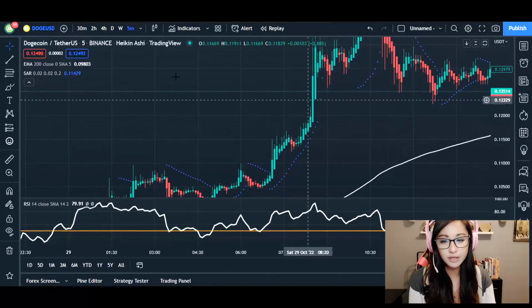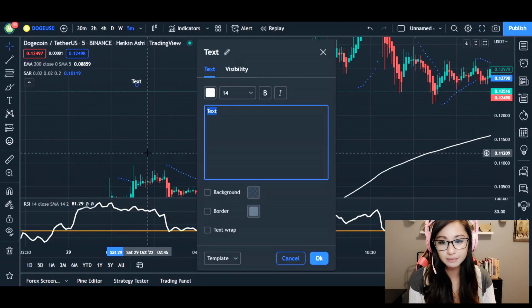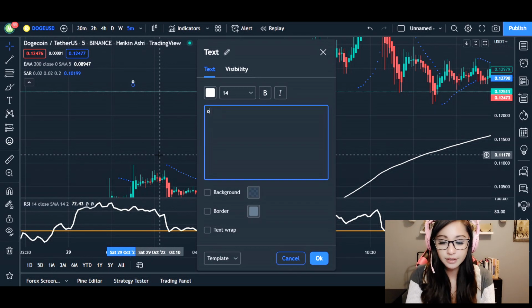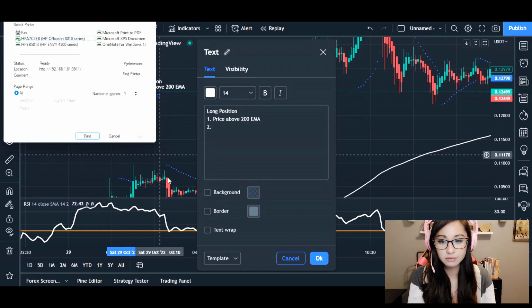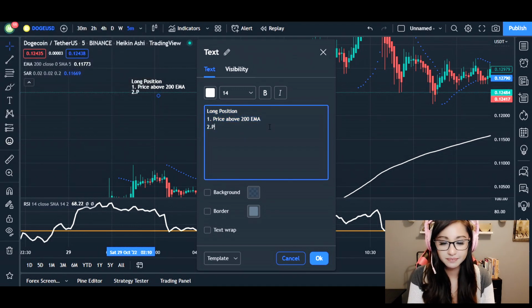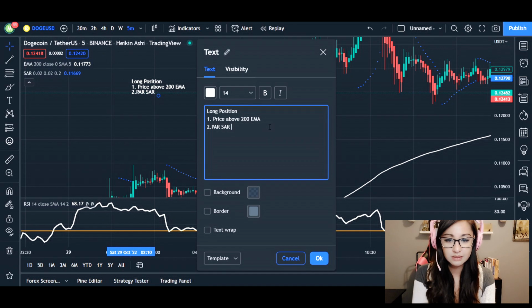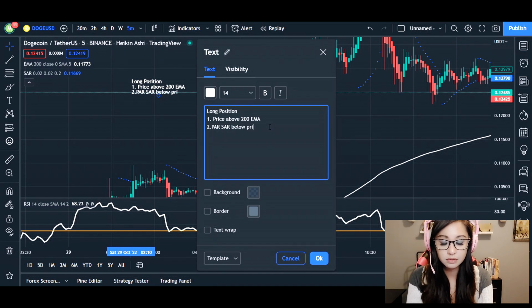Okay, so we're going to map out our rules here. So here is for a long position. Rule number 1, price above 200 EMA. Rule number 2, Parabolic SAR below price.